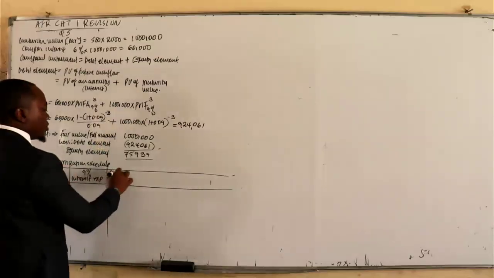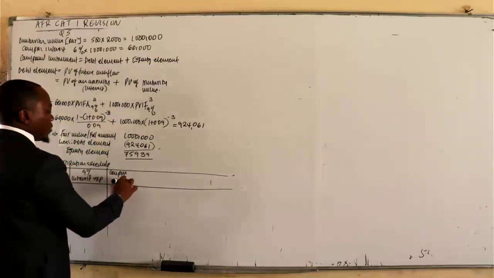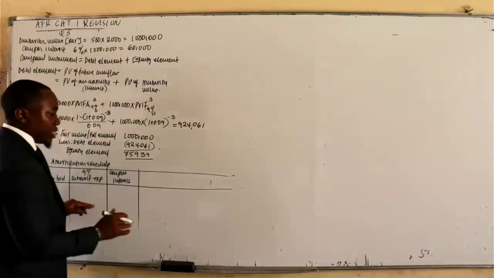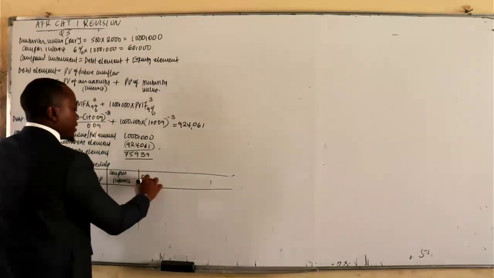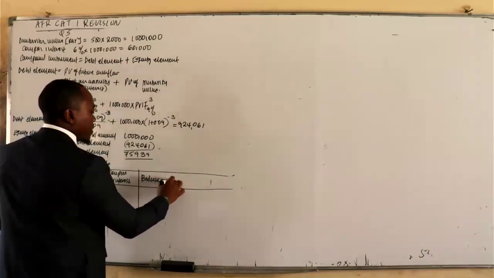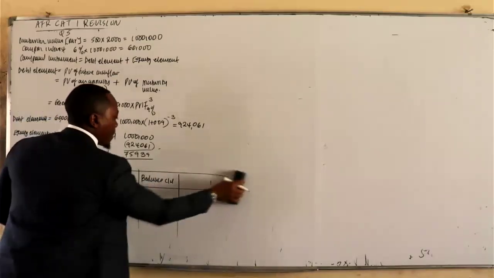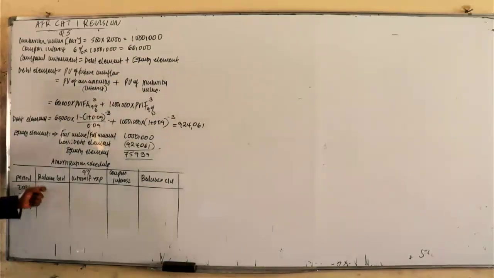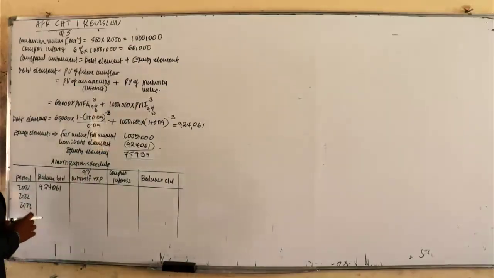Then there is the coupon interest. Coupon interest does not change, it's an annuity, and that's how you get our balance carried down. The balance brought down, we are amortizing this debt element, amount of 924,061. Interest using the current market value, they are supposed to pay an interest of how much? 9% of the opening balance, sorry? 83?